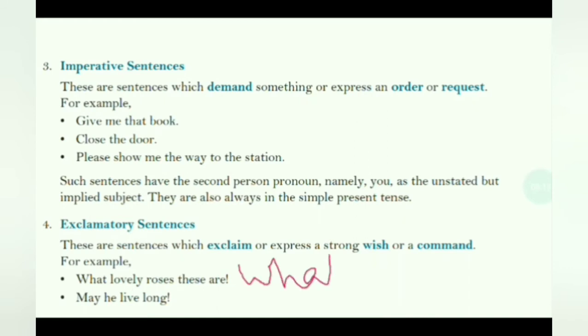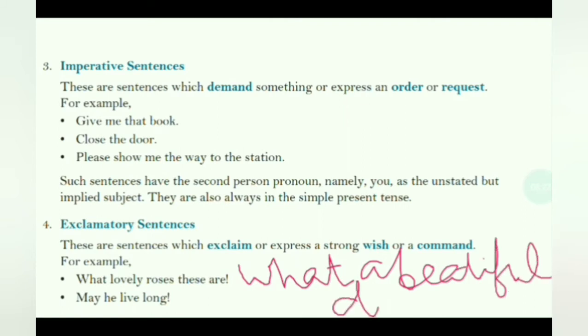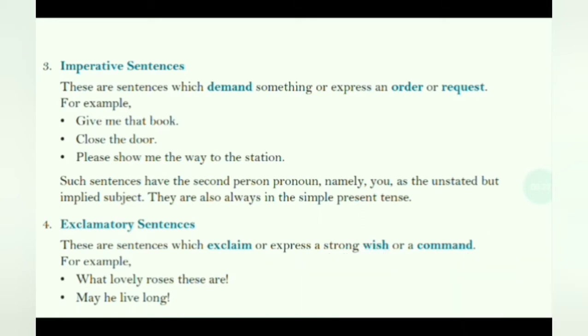What a beautiful dress. As dress is singular, so a is applied. Alright? And if here is dresses, then a is omitted. Clear?